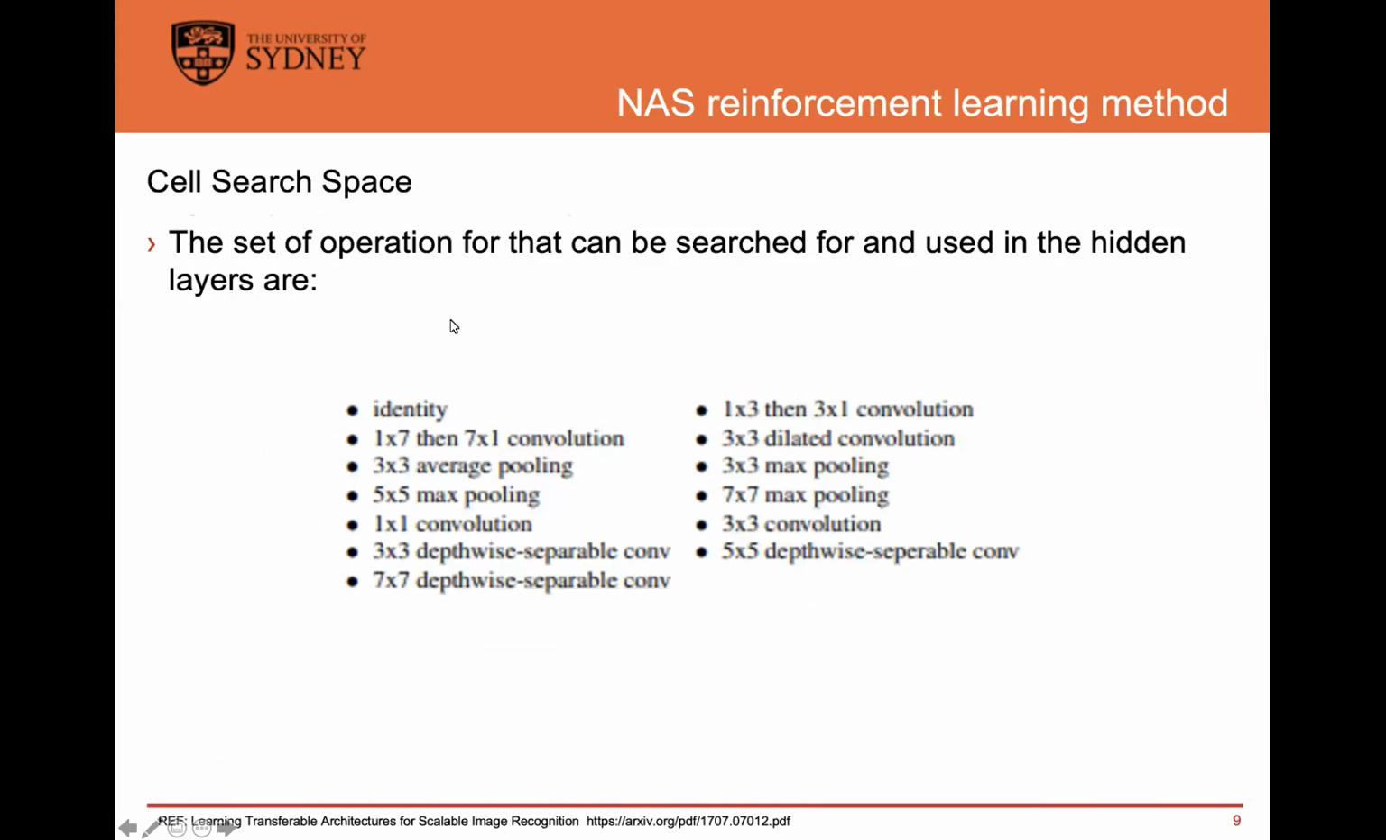In their paper, for each cell, you can use the below operations. You can either have identity, which doesn't change anything, or you can have 1 by 7 and 7 by 1 convolution, 3 by 3 average pooling, and all the others. Basically, the machine can select any one of these for any given operation, and then the operation can be done after concatenating everything together.